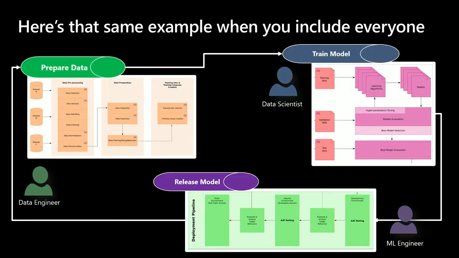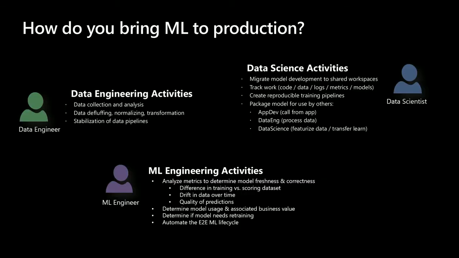And that same example we showed from Microsoft Teams, when you include the three different personas, looks way more complicated, right? So you've got three different personas, three different pipelines, all sorts of different tools, and beyond that, all sorts of different activities that they're going to be doing. So activities for data engineering, data cleansing, curation, making sure that you have fresh, high-quality data available so you can actually do reliable training on top of it.